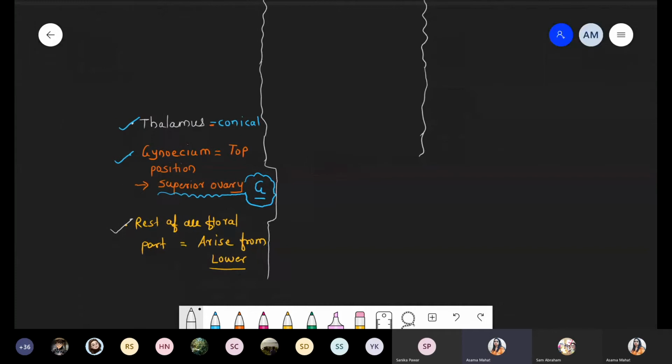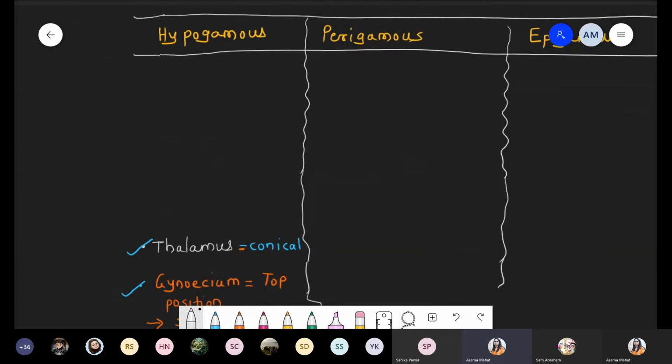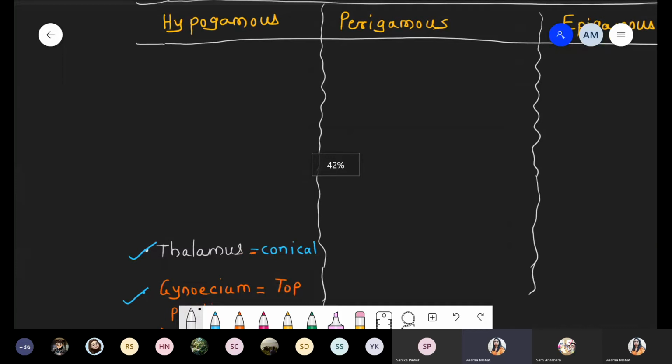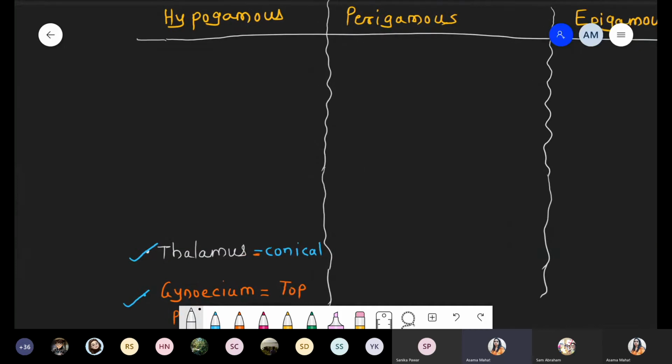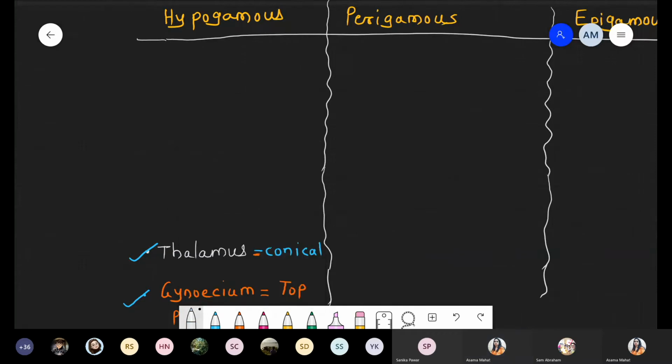So just check. I'll start with the diagram for the hypogamous. And last, we will see ahead, there was one question from the perigamous in Sunday's exam in NEET 2020. So that's why this part is important according to NEET also. So in case of hypogamous, first of all, I draw the thalamus, because what is the shape of thalamus? Thalamus is basically of conical shape and it is present at the base. So first of all, we draw the thalamus.